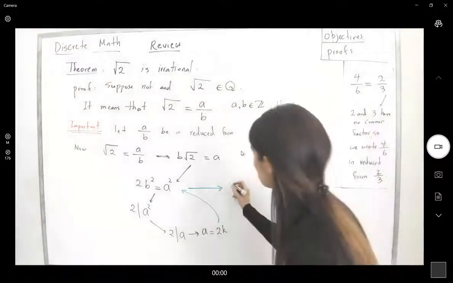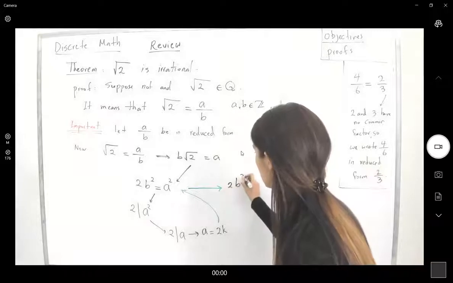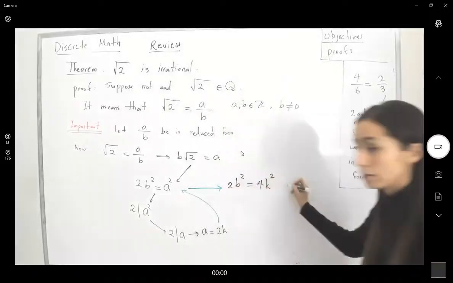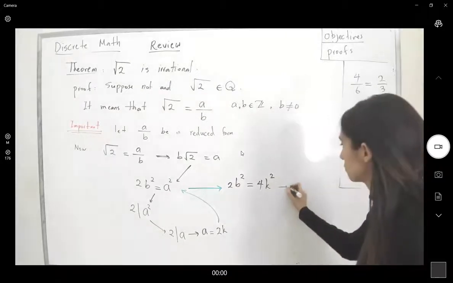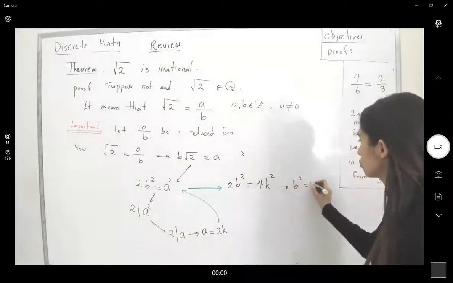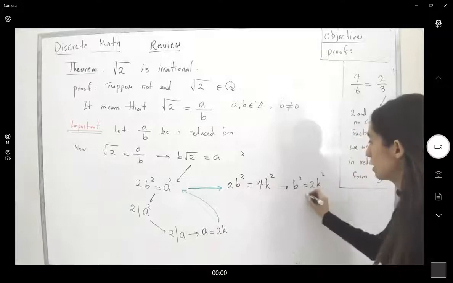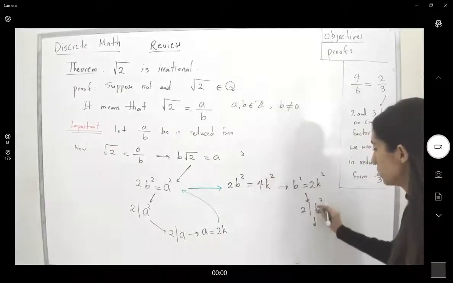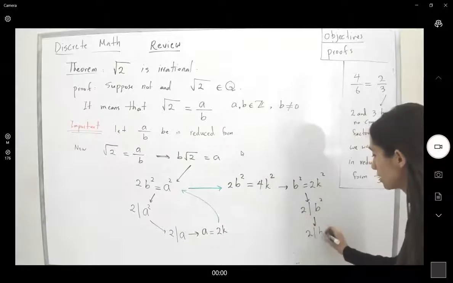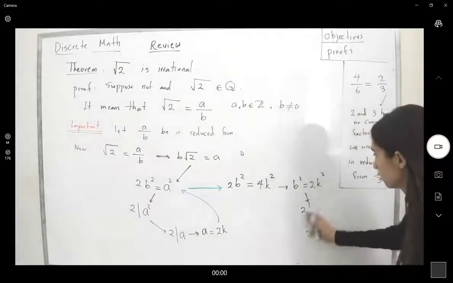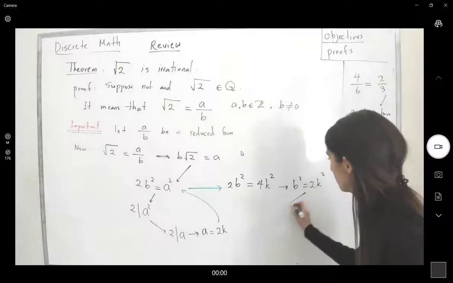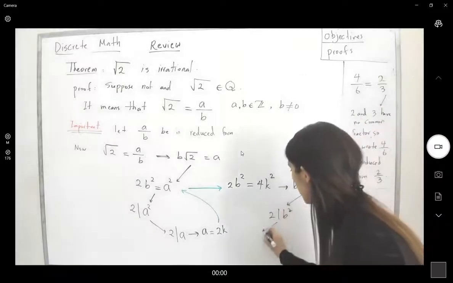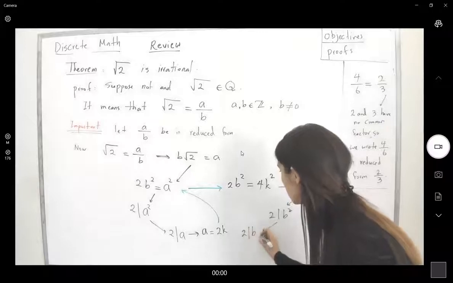2b squared is equal to 4k squared. It means that b squared is 2k squared. It means that 2 divides b squared. It means that 2 divides b. Two divides b squared and 2 divides b.